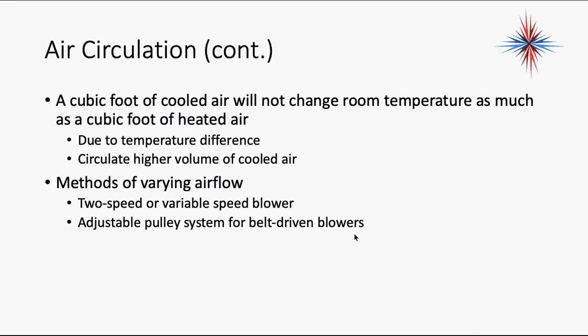A cubic foot of cooled air will not change room temperature as much as a cubic foot of heated air. That's due to the temperature difference. Temperature difference you're going to see referred to as delta T. It will have a delta sign, you know, the little Greek triangle, and it will have a capital T. Delta T is the temperature difference between the return air, that's the air being pulled back to the system, and the supply air, which is the air going out to the system. We have to circulate a much higher volume of cooled air than we do heated air.